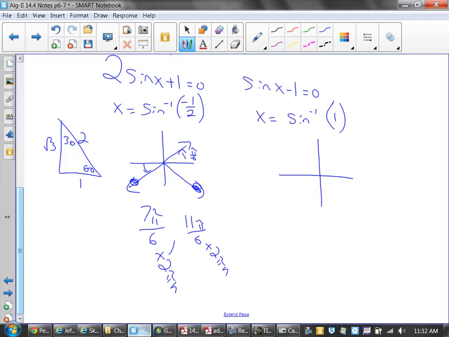45 would be, sine would be root, be 1 over root 2. Then isn't that sine equal to 1? Technically, yeah. So what's that measure? 0. So this one has a value of 0. And then again, I'm talking about general solution here, so what do I have to tack onto that? Plus 2 pi n.